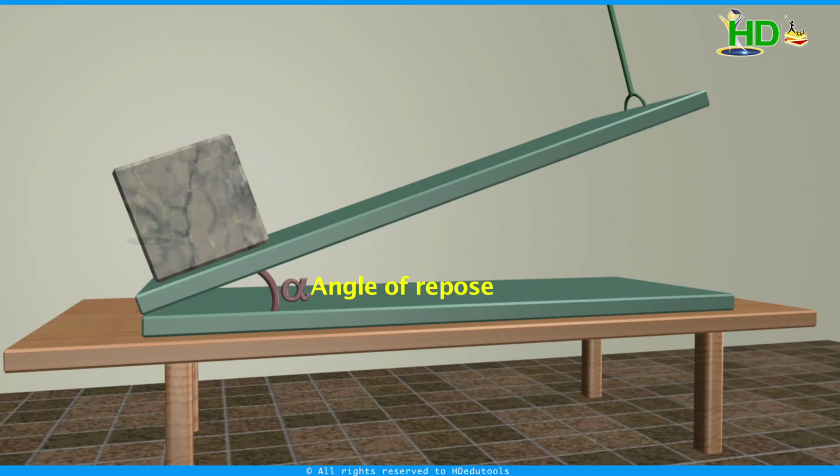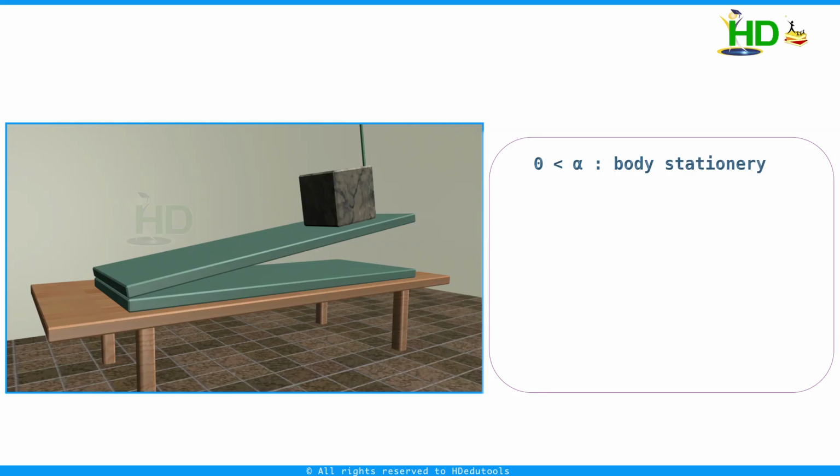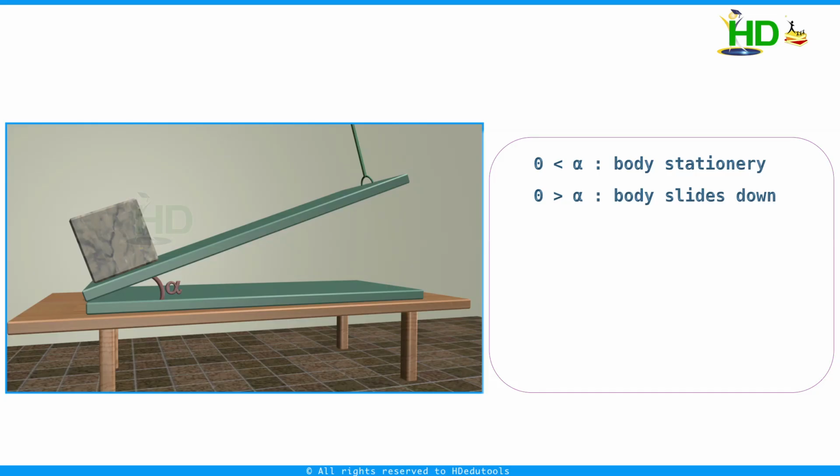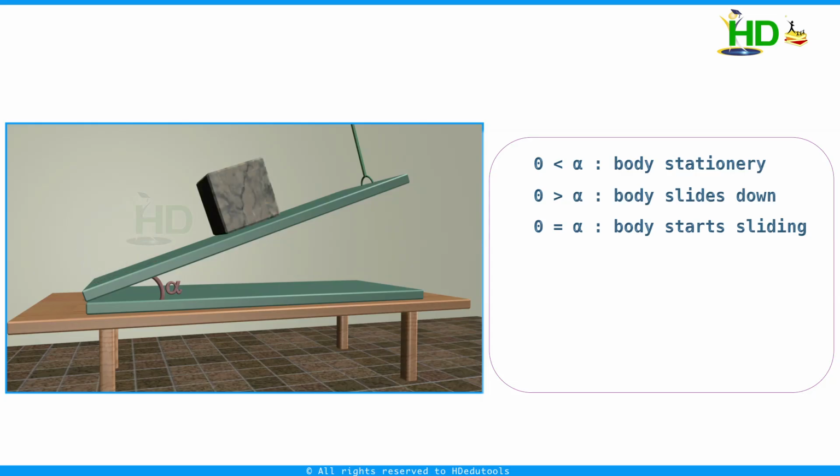Suppose we consider the angle of repose is alpha. If theta equals alpha, that is, the angle of the inclined plane is equal to the angle of repose, then the body starts sliding. If theta is less than alpha, the body is stationary. If theta is greater than alpha, the body slides down easily. Now I am considering the case theta equal to alpha. When theta equals alpha, the body is ready to slide down. In this case, the pulling force acting on the body is exactly equal to the frictional force.